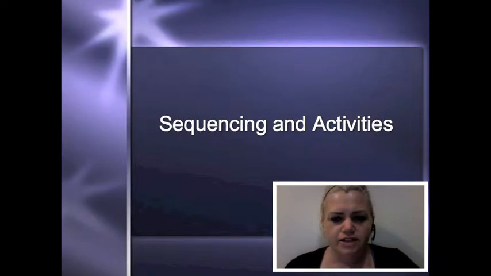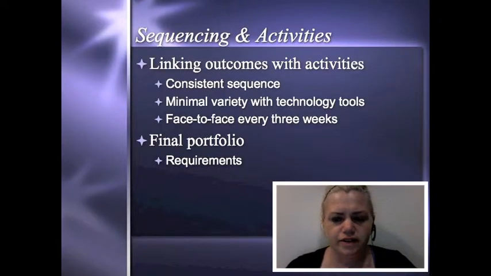Next, I need to look at the sequencing and activities, so doing things that have already been suggested to us, such as linking outcomes with activities, but I really want to stick with a consistent sequence. My class is going to be meeting every 3 weeks. I really like the format that Christina Smith proposed to us, although I have a lot more reading I'm going to be requiring, and so I'm trying to find a way to integrate that throughout each week, as opposed to having them read it all in 1 week.